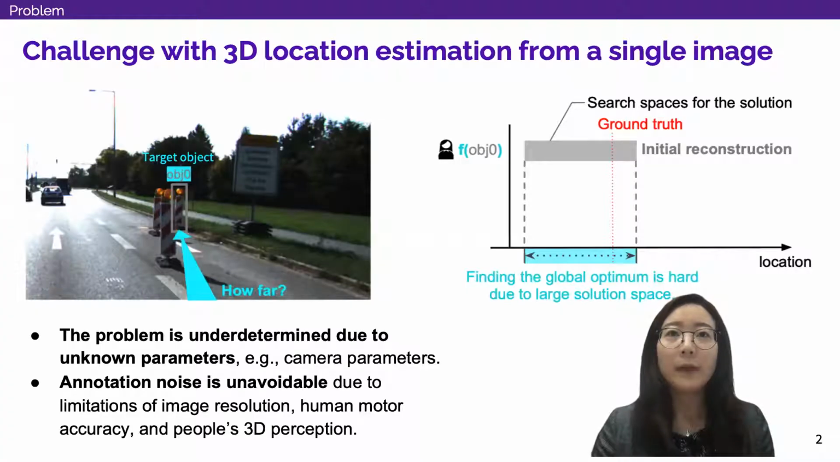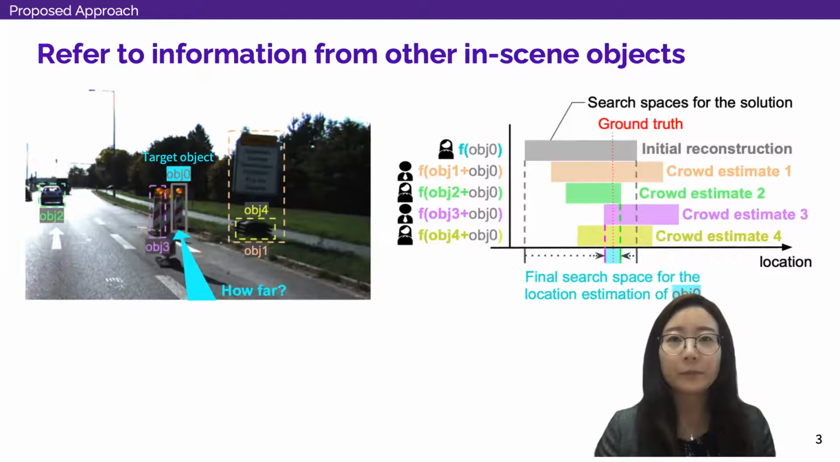However, even with this help, finding the true 3D location of an object is a challenging optimization problem because the unknown parameters make it an underdetermined system and the annotation noise is unavoidable due to various factors. This makes the optimizer have to search for a solution in a large space, making it hard to approximate the ground truth. And the problem gets even more challenging if it's difficult to annotate the target object due to the object being too small or being occluded.